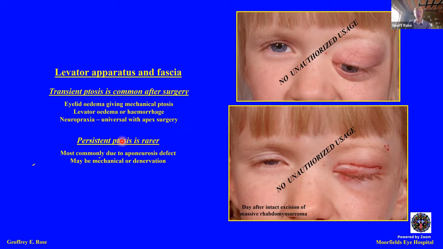Persistent ptosis is actually rarer, and by far the commonest cause is an aponeurosis defect, but they may be either mechanical or a denervation problem. And you can tell the difference. Most denervation problems are neuropraxias of the upper branch of the third cranial nerve and will recover. Typically between weeks 8 and 12, a ptosis will suddenly recover over a matter of a week or so. You get a marked improvement, and that's because of reinnervation of the upper branch of the third cranial nerve.